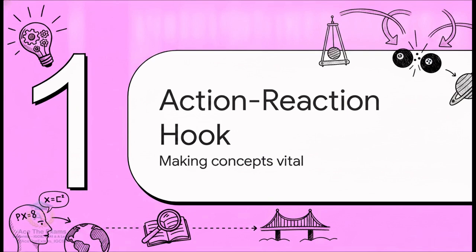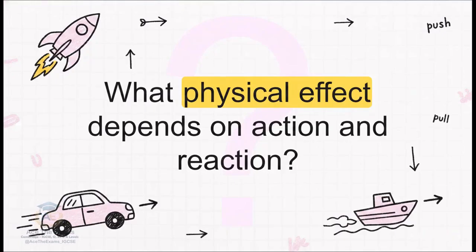Let's make this vital. Here is a fundamental truth about mastering Cambridge physics. Whether you're tackling 0625, 0651, or even 9702, concepts have to feel real. They can't just be decorative facts you crammed the night before. So, I've got a challenge for you. What physical effect, measurement, or prediction actually depends on understanding action and reaction?